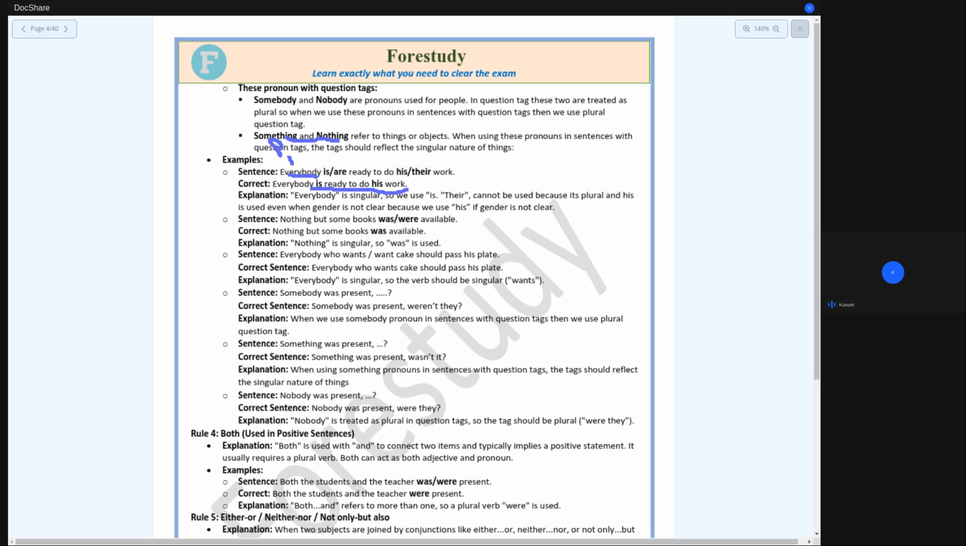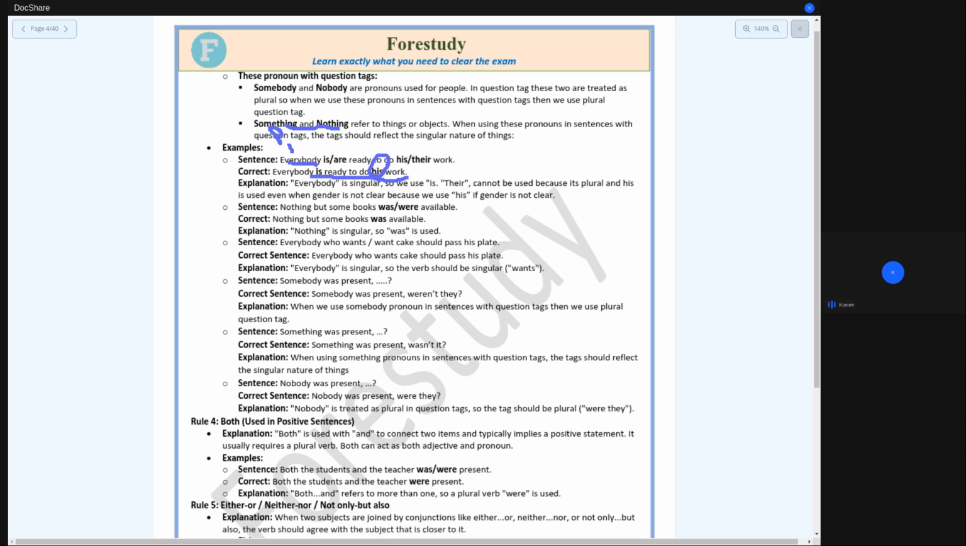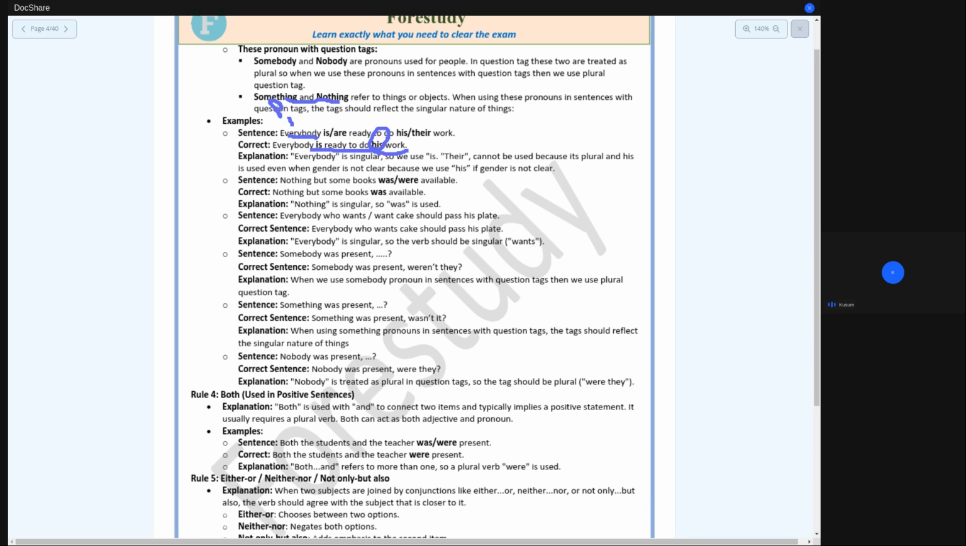Why? Because everybody is singular. Therefore, we use the singular verb is. And when it comes to the possessive pronoun, we use the singular his, as you can see here, his work. Now, his is traditionally used when the gender is unspecified or mixed, though in modern use, his or her, or sometimes a singular they or their, is also seen. But for formal grammar and tests, his is often the expected singular pronoun when gender isn't known. So when we say everybody, we are not aware of the gender, and according to formal grammar, we use his.